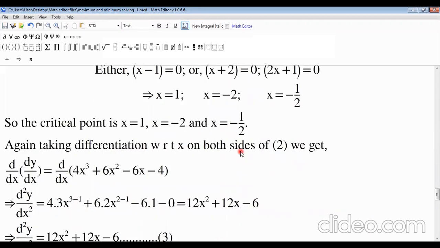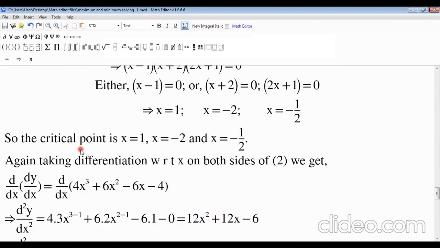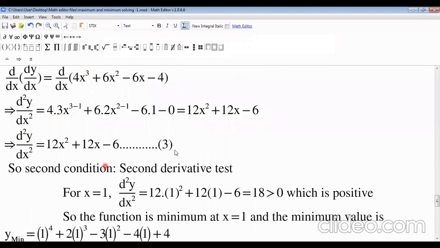minus half. Again taking differentiation with respect to x on both sides of equation 2, for the second derivative test, we have to take another differentiation. Taking d/dx on both sides, we get the second derivative d square y by dx square, using the power rule with the same procedure, equals 12x square plus 12x minus 6. So the second derivative is 12x square plus 12x minus 6. This is equation number 3. Now the second condition is the second derivative test to verify whether it is a maximum or minimum.